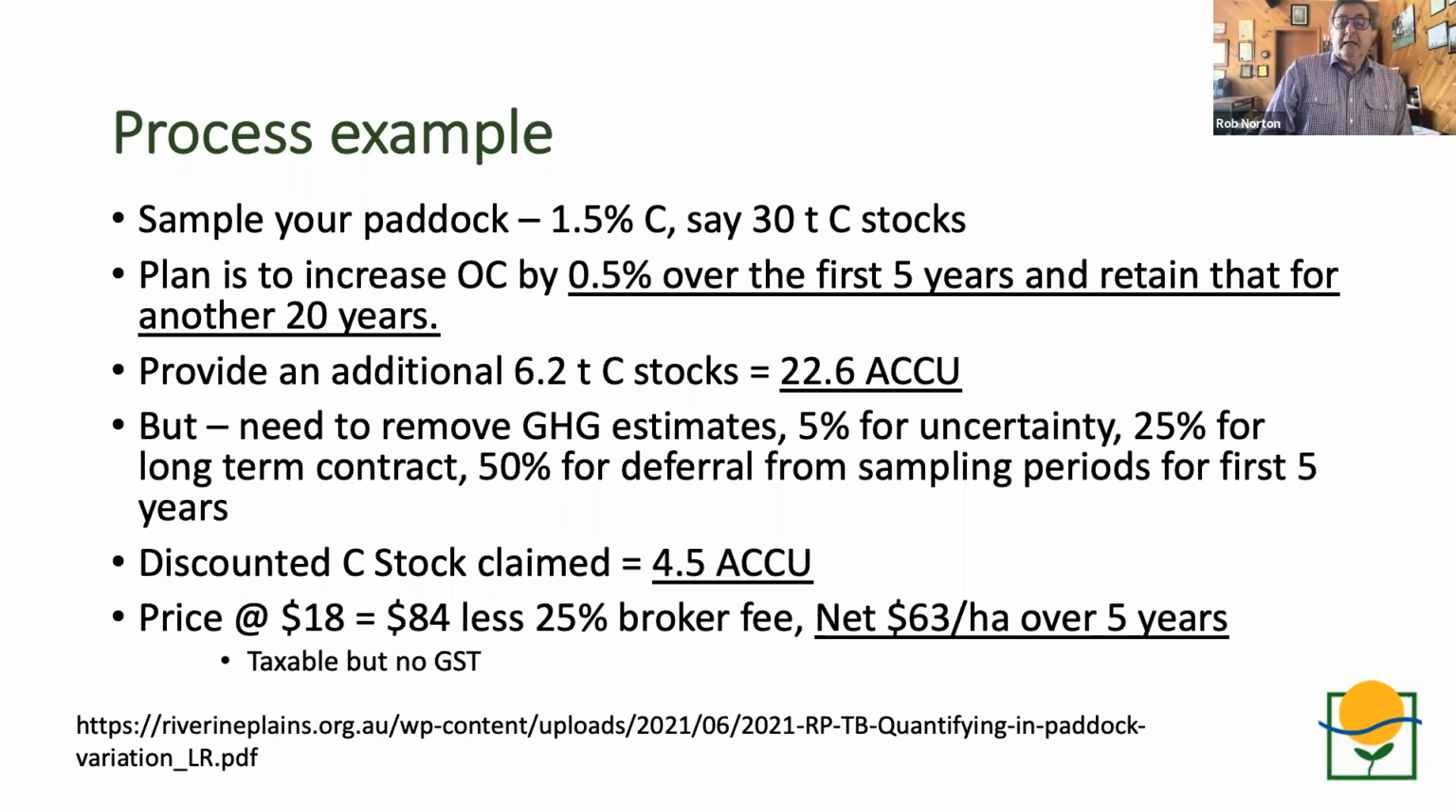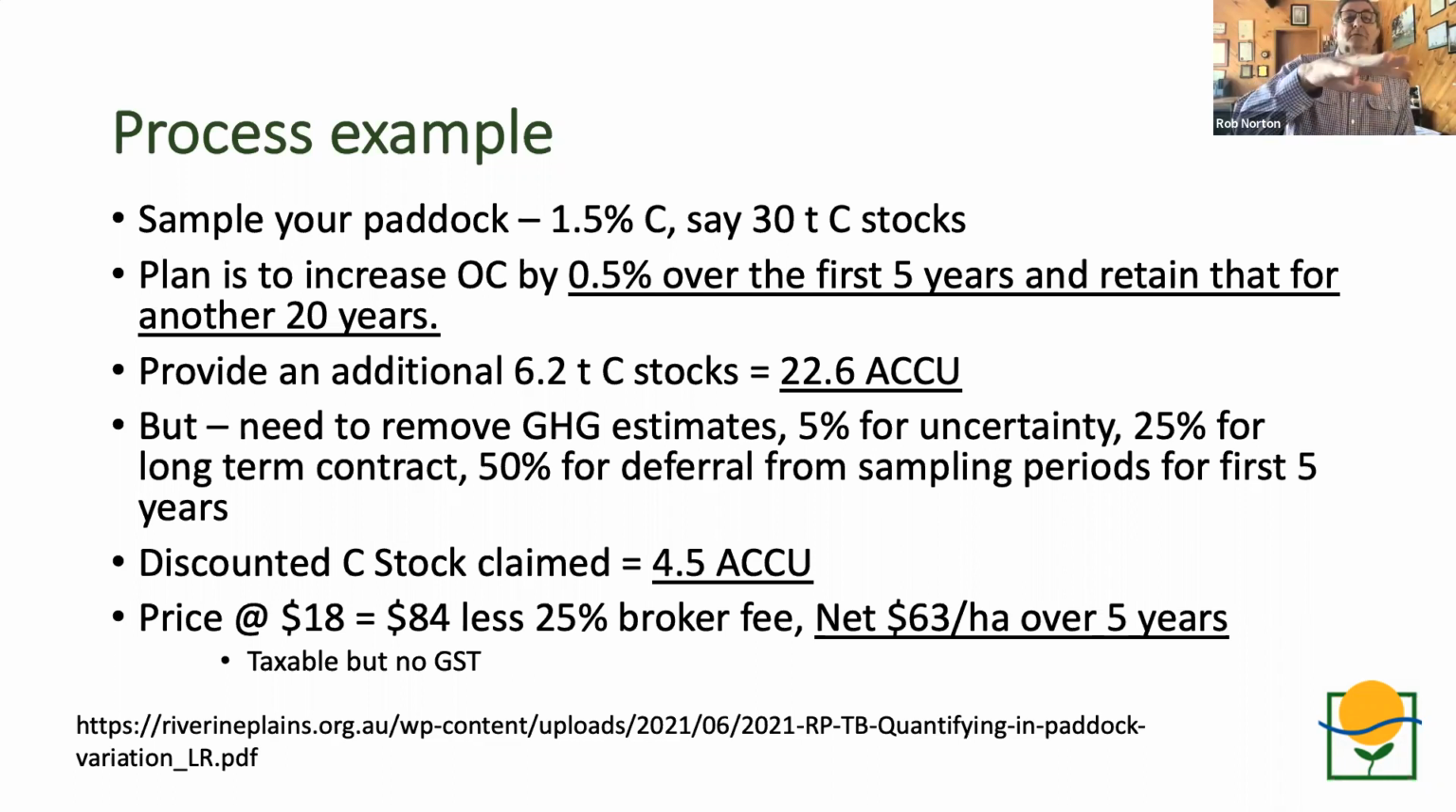That plan has to be agreed to or developed with a qualified contractor, one of your friendly agronomists, and also people specifically who have that business of doing the verification. You develop a land management plan. In this case, the plan was to increase organic carbon by 0.5% over the first 5 years and retain that for another 20 years. So that was to provide 6 tonnes of carbon stocks, 22.5 Australian carbon credit units.